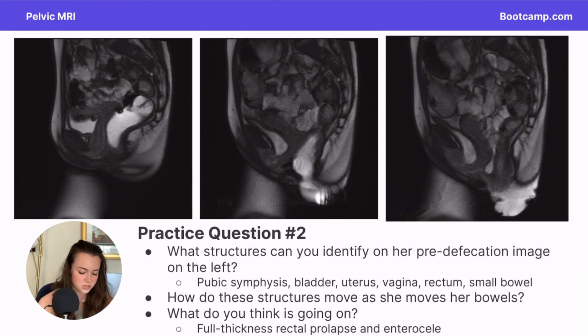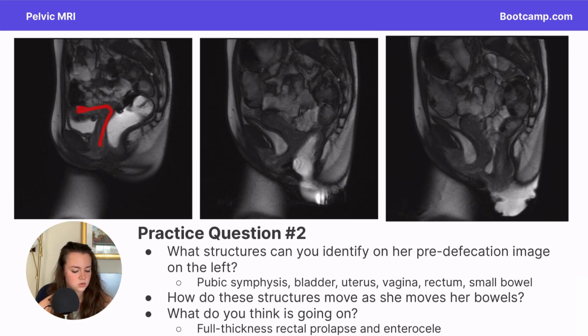So here on the left, you can see the pubic symphysis, the bladder, again glowing white, the uterus and vagina right here in the middle. Here's the rectum, and the reason it's glowing white like that is because they put that glowing barium paste into it. But you should have been able to identify that that was the rectum anyway, just by virtue of the position. And then up superiorly above all of that, you can see her small bowel. So as she moves her bowels, take a look specifically at her rectum and her birth canal. So let's start with the birth canal.